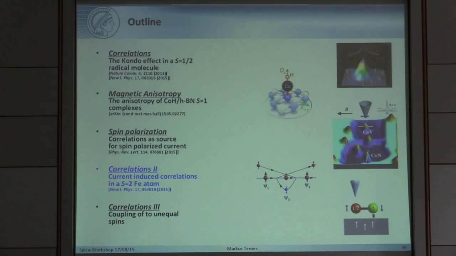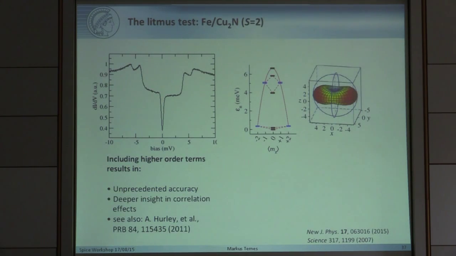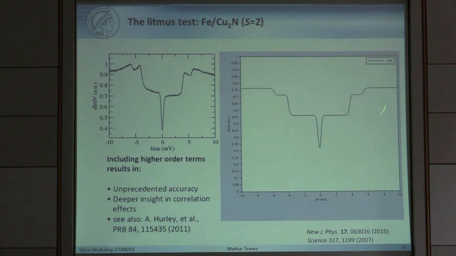Good. OK, so I think I won't show everything, but I promised about this S equal to iron atom, because this was my motivation to start all of this. And so here it is again. Here are the states, 5 states, as Cyrus showed. And now we just fit this and just tune the parameters. So that is what Cyrus showed you.